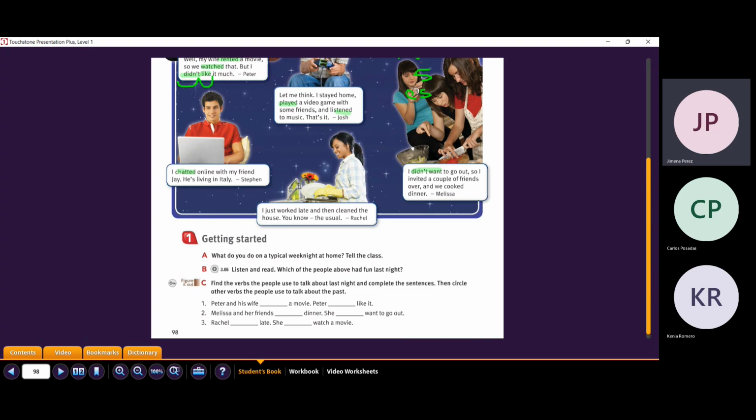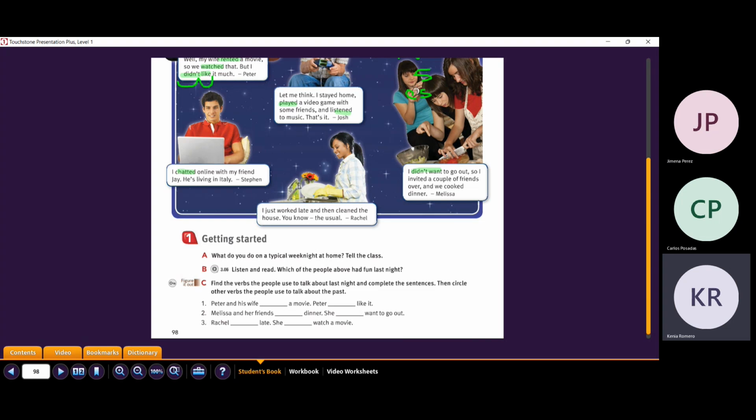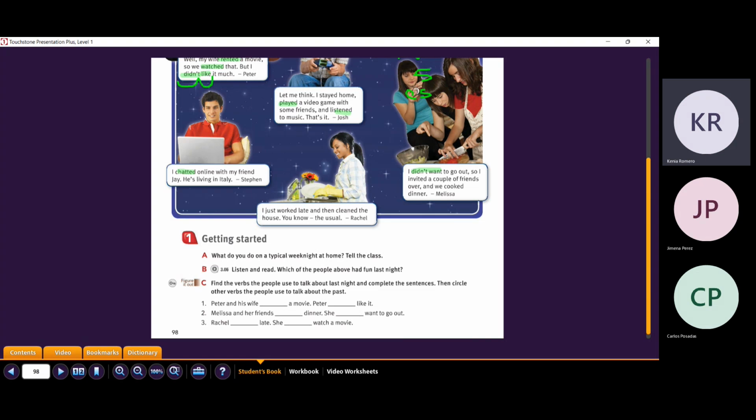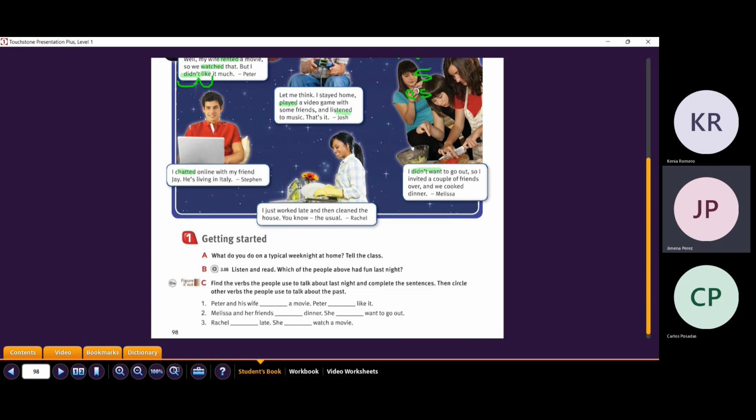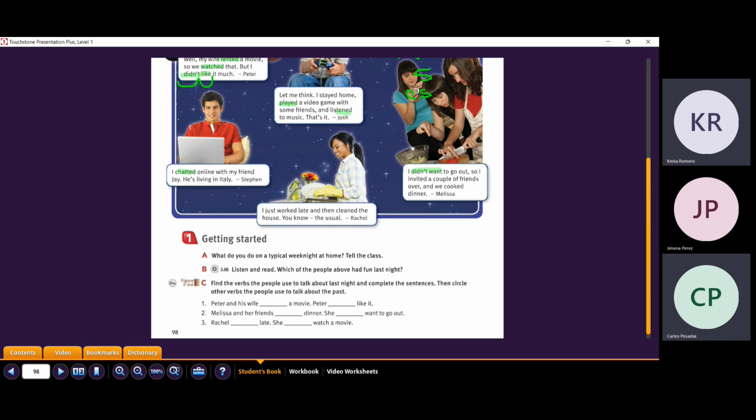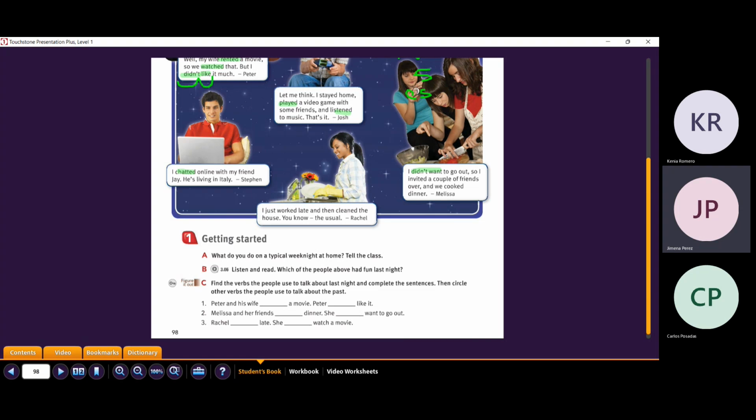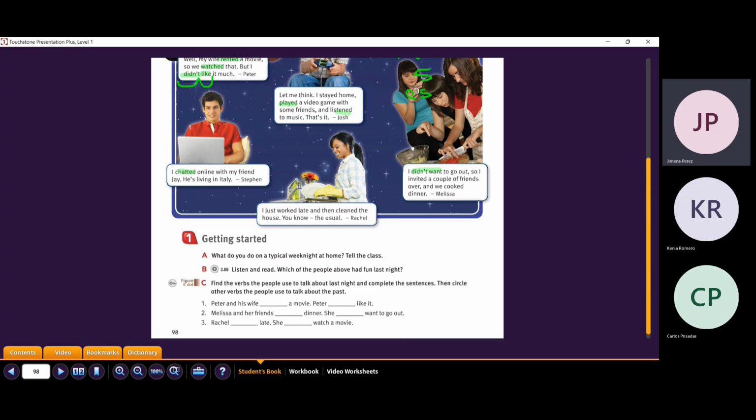So, Kenya, what do you do on a typical weeknight at home? I watch the movies. So, what kind of movies do you like to watch? Disney cartoons. Cartoons. Okay, great, excellent.